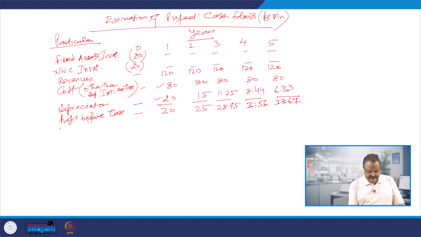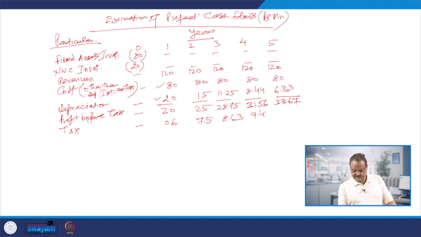Then we have to take the tax component here. Tax component, nothing here. So we'll have to take what is the tax rate given to us. The tax rate given is, I guess, 30%. So we will take that 30% as the tax rate. So this is going to be 6 million. In this case, it is going to be 7.5 million, then 8.63 million, then 9.47 million, and lastly 10.10 million, right? This is the tax.